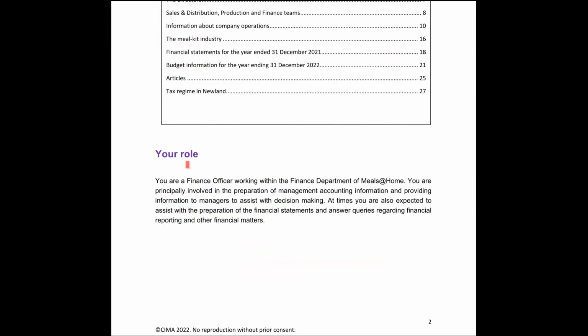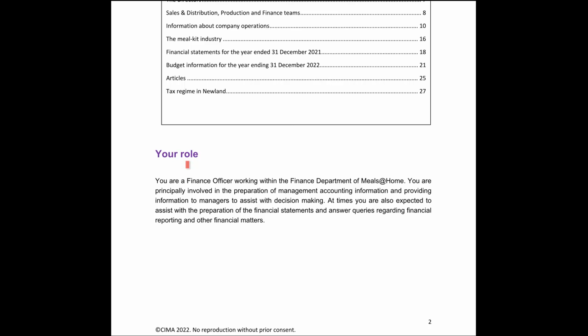And so, with all that introductory stuff out of the way, it's now time to dive straight into the actual analyzing of our Pre-seen documents. And we're going to start right at the beginning with this small Your Role section.